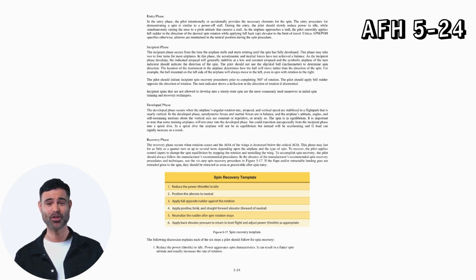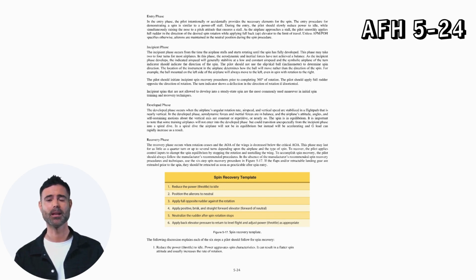It is important to note that some training airplanes will not enter into the developed phase, but could transition unexpectedly from the incipient phase into a spiral dive. In a spiral dive, the airplane will not be in equilibrium, but instead will be accelerating, and G-load can rapidly increase as a result.